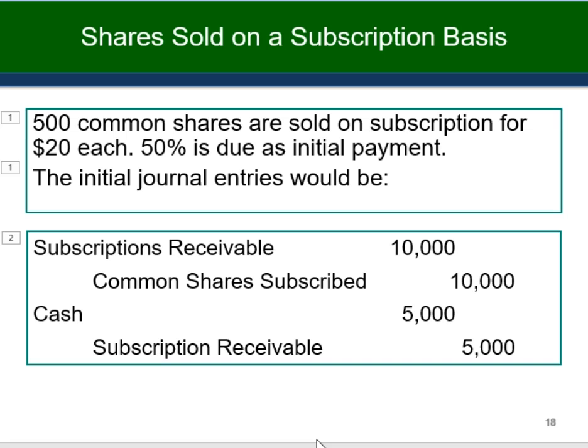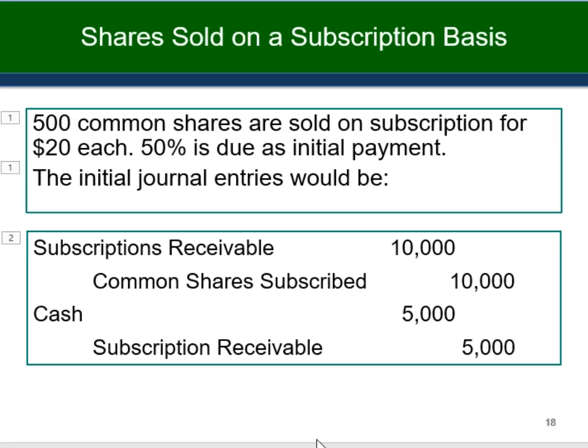For example, 500 common shares are sold on a subscription for $20 each. 50% is due as the initial payment. The other 50% presumably is due later. The initial entries we would set up would be debit subscriptions receivable for $10,000, 500 times 20, the whole amount, and credit common shares subscribed for $10,000.